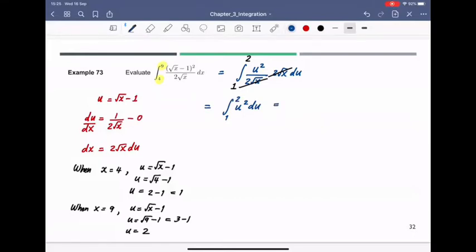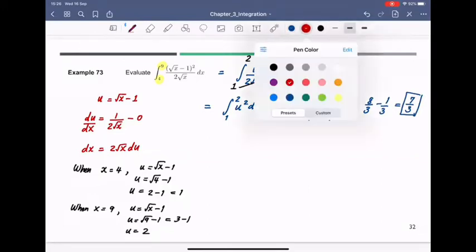When you integrate u squared, you get u cubed over 3. Then you evaluate at u equals 2 and u equals 1. Your answer is going to be 8 over 3 minus 1 over 3, which is 7 over 3. This is how to write the solution, and if you show your work like this, full credit.